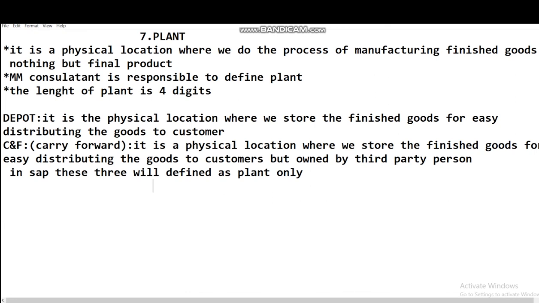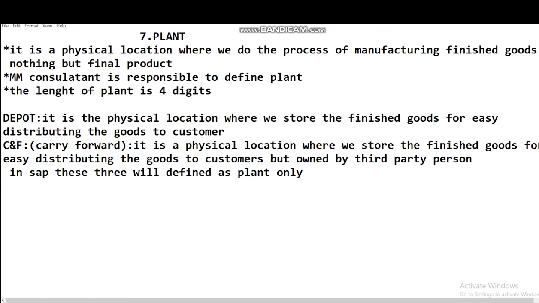Like if you are a third person, you want to take, for example, a mobile company's C&F. If they have the chance to give you, they will give you according to their rules, and you will maintain the C&F. They will give you some commission, and you will deliver the goods under the company. But these are run by third party persons, not by the company. But depots will be managed by the companies. That is the main difference between depot and C&F, carry forward. So depots will be managed by the companies, and C&F, carry forward, will be managed by third party persons.